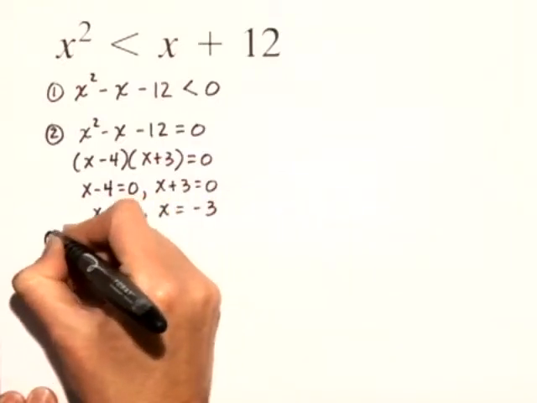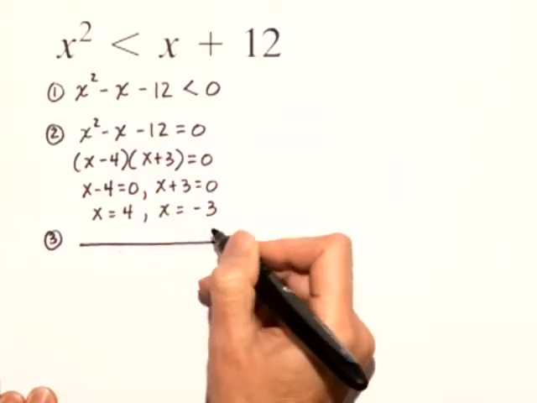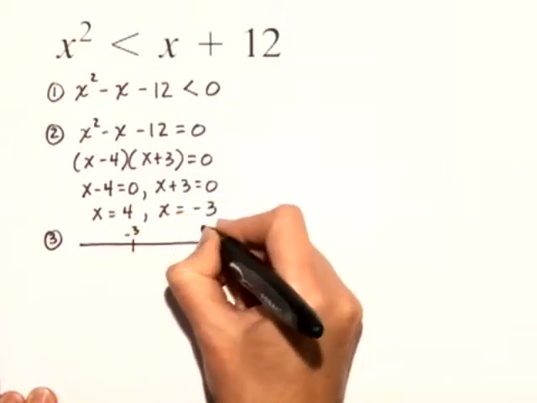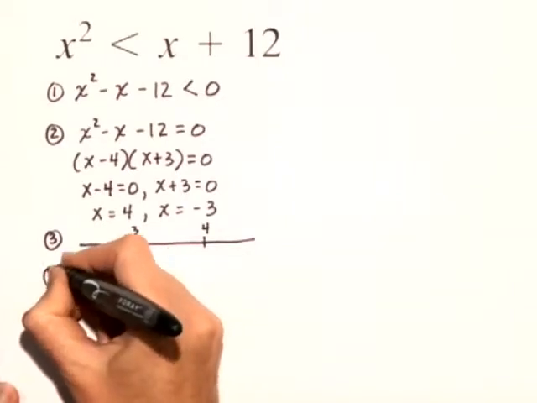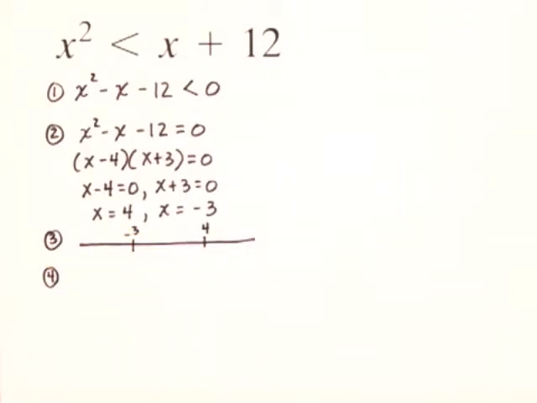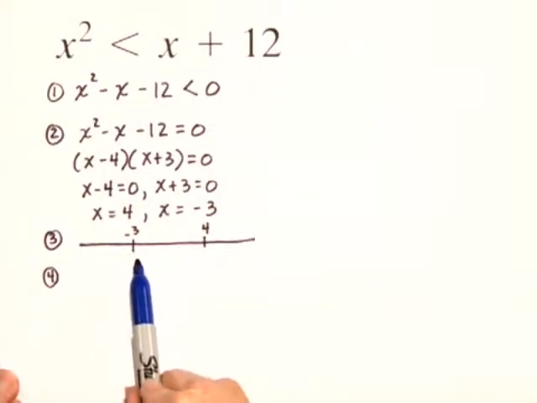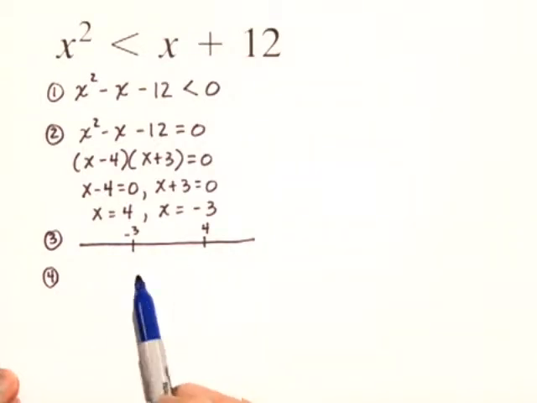Now, in step 3, we'll draw a number line. And we'll put these two partition values on the number line. So we have negative 3 and we have 4. Next, in step 4, we want to notice that we have three different intervals. We have an interval to the left of negative 3, the interval in between negative 3 and positive 4, and also an interval to the right of 4. So we want to choose an x value in each of these intervals and evaluate whether it's positive or negative.